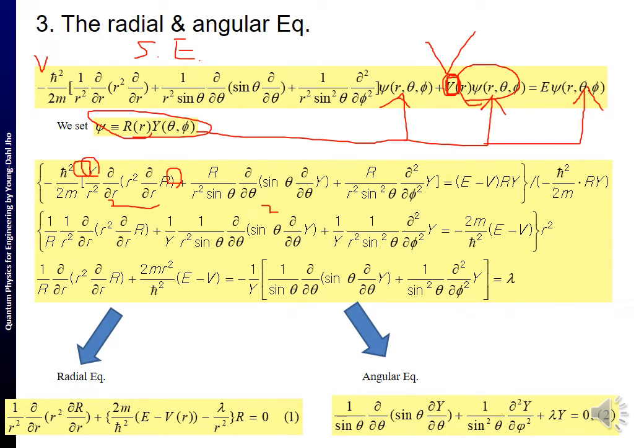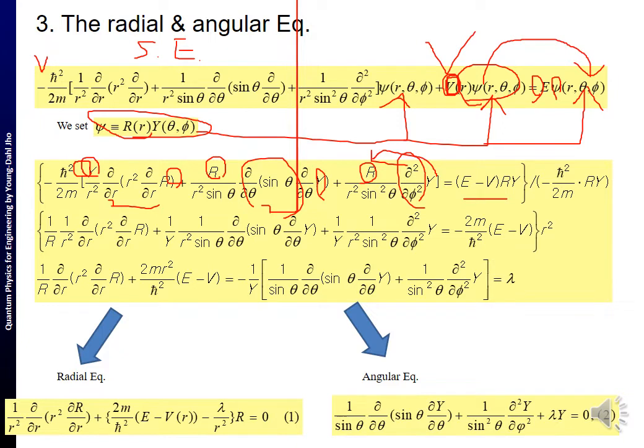Here is a pure function of theta, so Y is here, and R is outside. And then this is again the angular operation, so R is independent, so it is coming out over here. Okay, and then the right hand side, E multiplied by psi, and this one goes to the right. So E minus V multiplied by RY. And then we divide both sides by this one, minus h bar squared over 2m multiplied by RY.